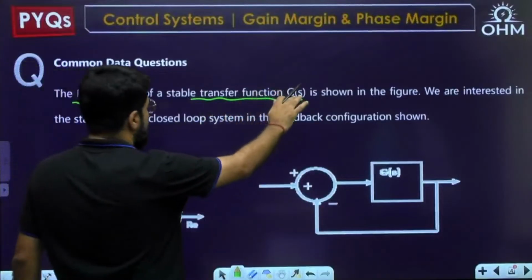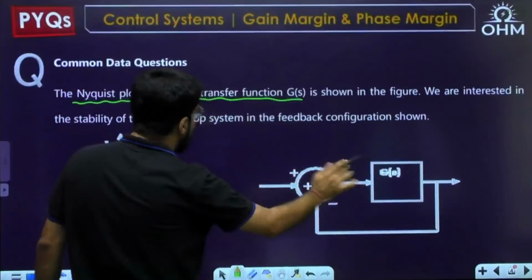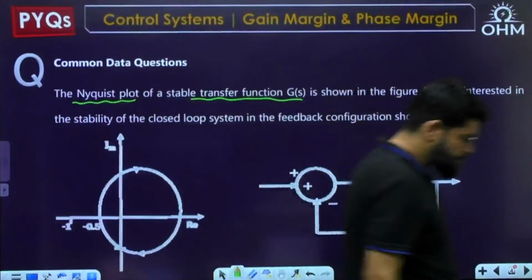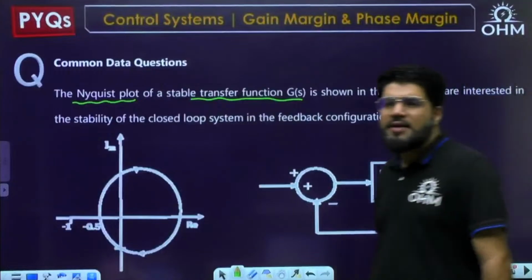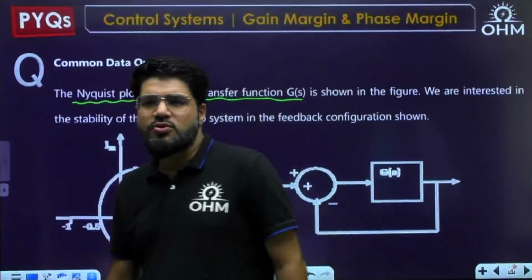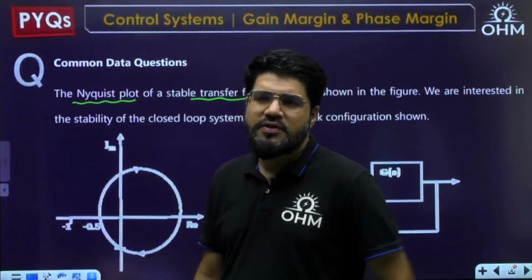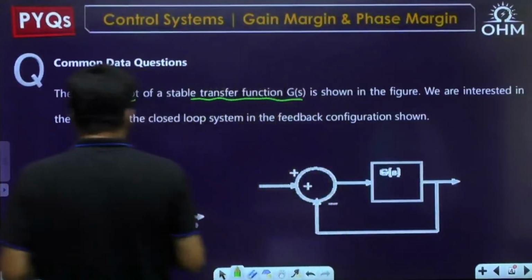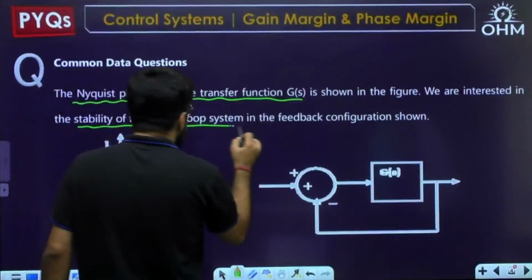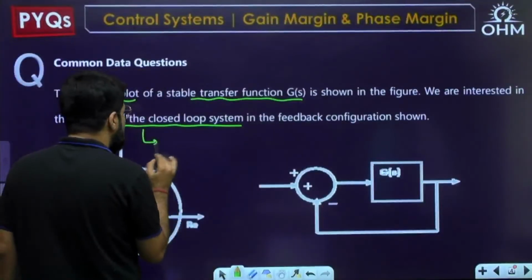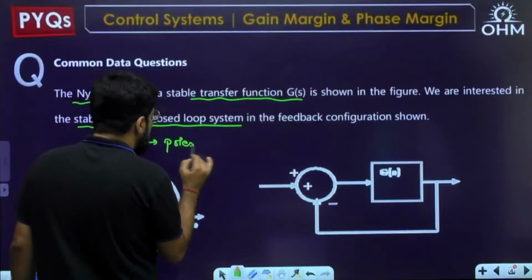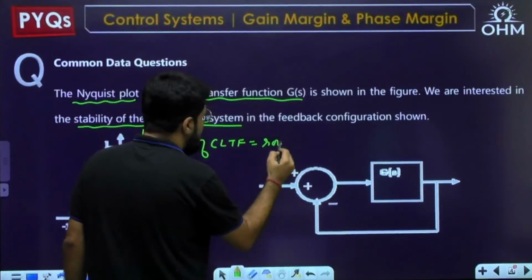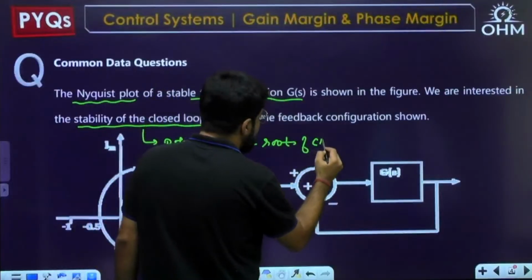G(s), that is the forward path gain, may be stable, but I am interested in the stability of the closed loop system. Good evening, Venkat Shiva. Now we know that the stability of the closed loop system depends on the poles of the closed loop transfer function, or we can say the roots of the characteristic equation.